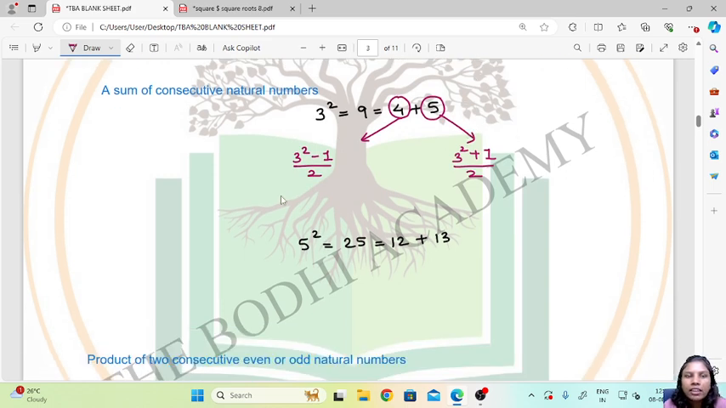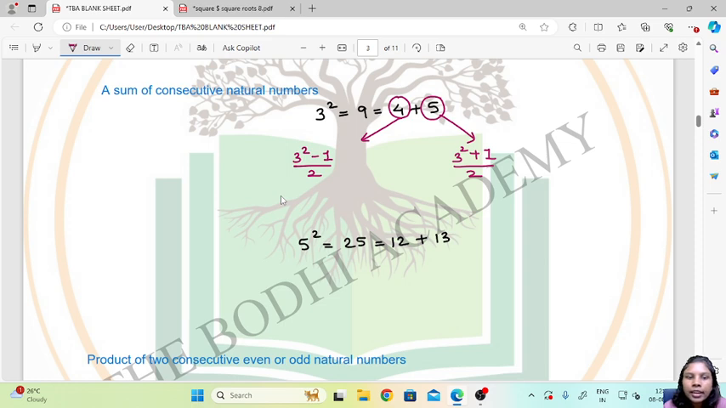So say I have 3 square, that is equal to 9. Now if I have to add any two numbers to get 9, it would be 4 plus 5. Now if I see the trend here, 4 plus 5, how am I getting these two numbers? So 4 plus 5 can be obtained if I take 3 square minus 1 divided by 2.